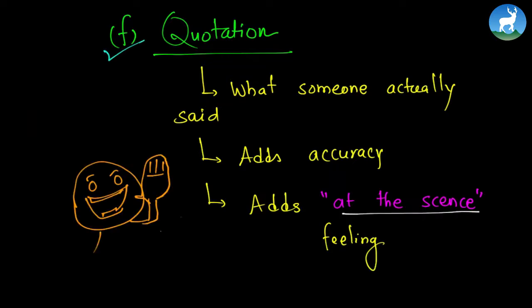Quotation. You see, quotation is what someone said. What did you say? So what did this person say? That is kept inside the quotation. And something like at the scene kind of feeling is given. So that's why we use quotation at the end of news report writing.